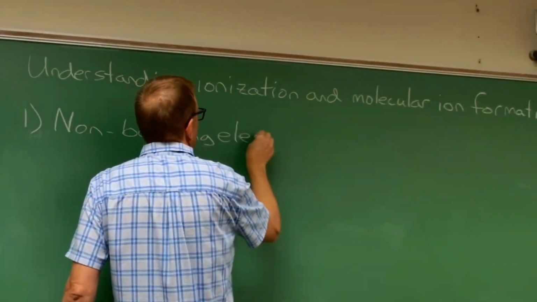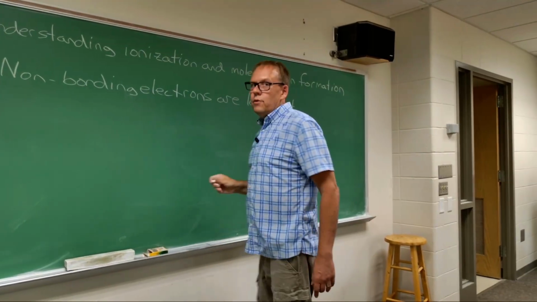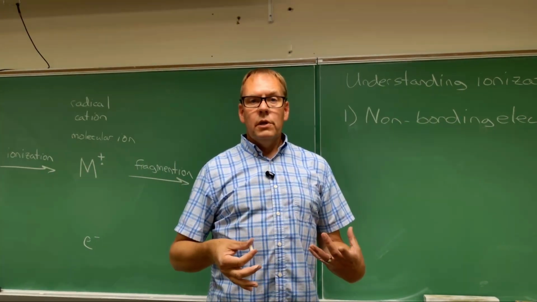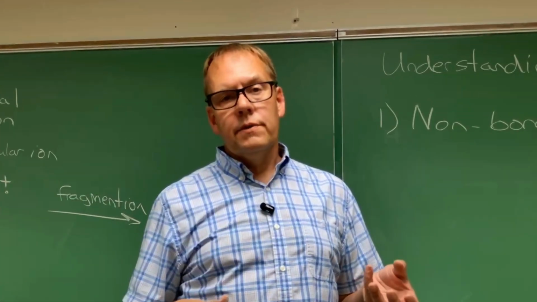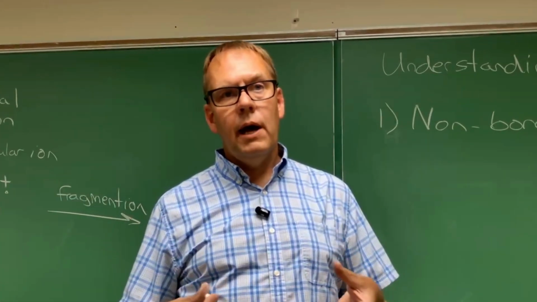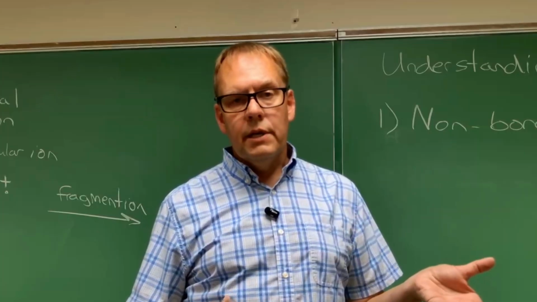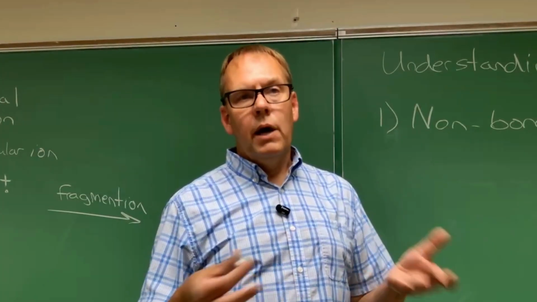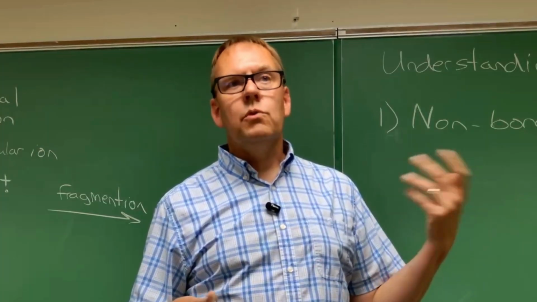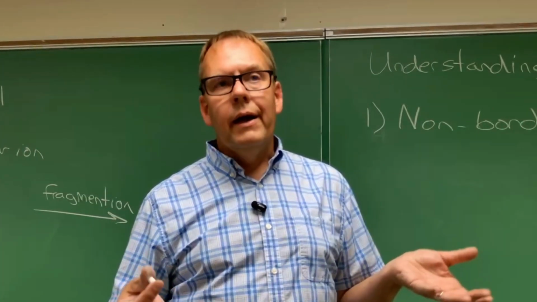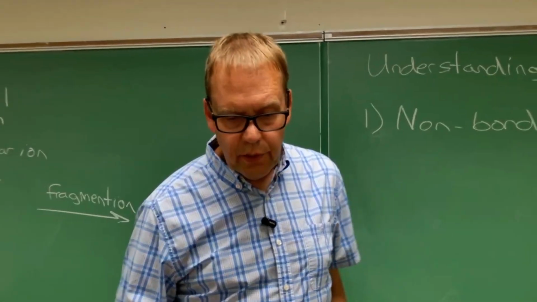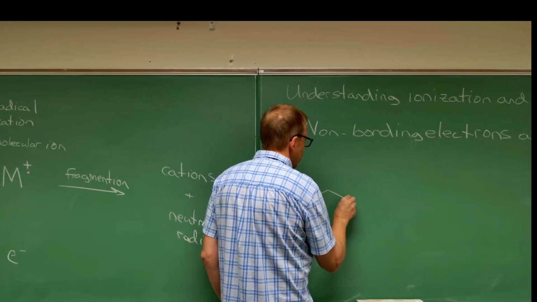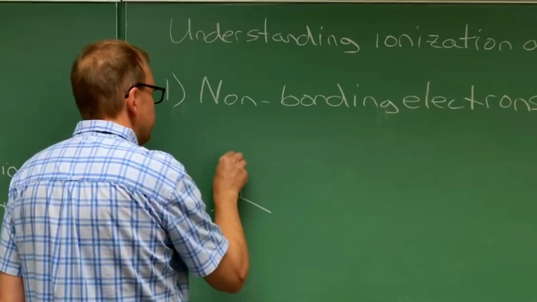Non-bonding electrons are lost first. If you have a molecule that has electrons that are non-bonding, like lone pairs of electrons, those electrons are the easiest ones to lose because they're the least tightly held. They're not forming bonds, so when you lose one of those electrons, it doesn't result in a big destabilization of the molecule. When you break a bond, you destabilize a molecule, but when you lose one from a lone pair, the energetic penalty isn't as great. So they're easy targets.